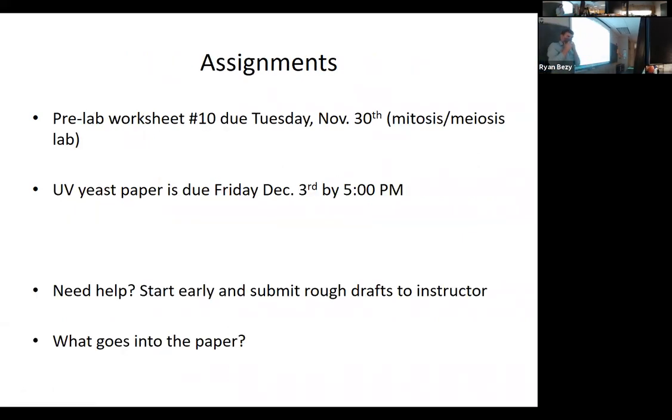That's my lab lecture, but we're going to talk about a few other things. We're going to get started with the gels first. A couple quick things: assignments. There is going to be a pre-lab worksheet due after Thanksgiving break. So pre-lab worksheet number 10. This is going to be over the mitosis meiosis lab.